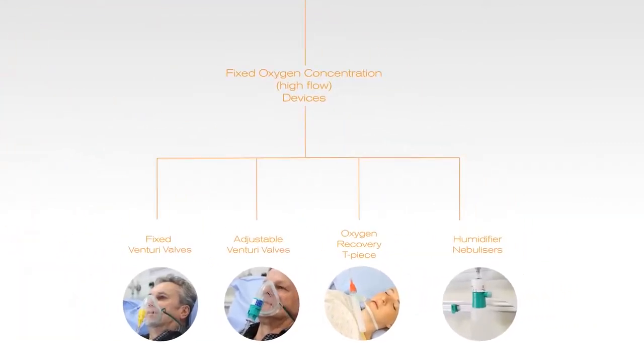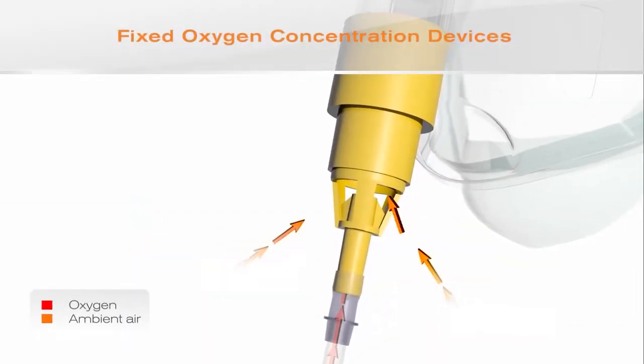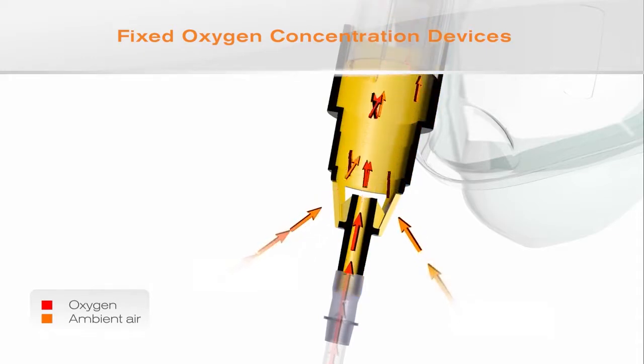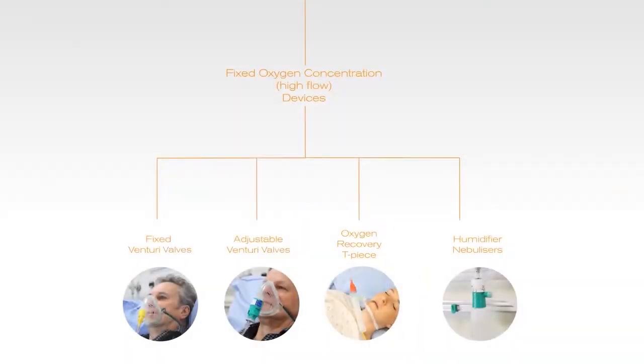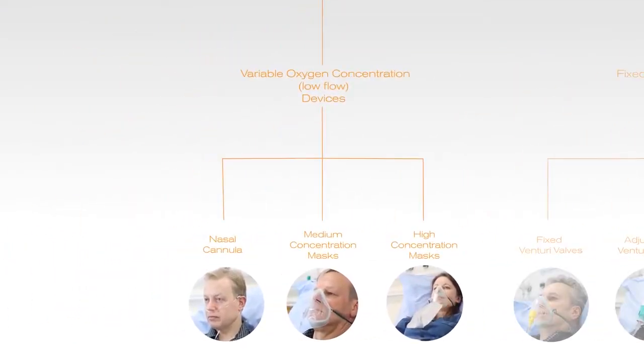Fixed oxygen concentration devices, also known as high-flow devices, deliver flows that meet the patient's total inspiratory requirements. Firstly, let's look at variable oxygen concentration devices and the various device options that are available.